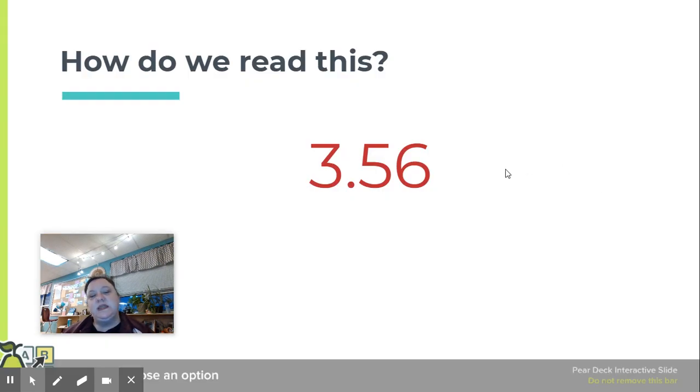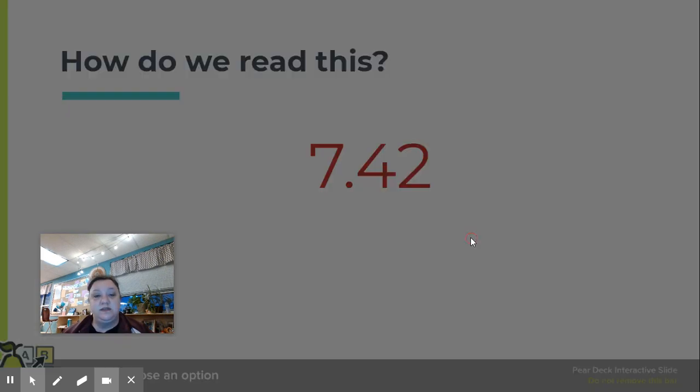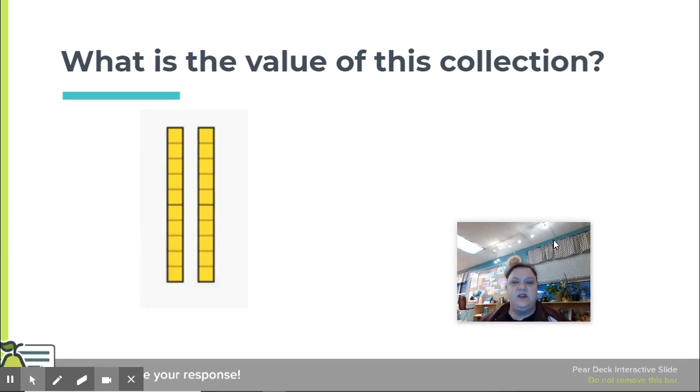So how do you think we would read this? 3 and 56, and the 6 is in the hundredths place, so 3 and 56 hundredths. Okay, try this one. Say it out loud. 7 and 42 hundredths.